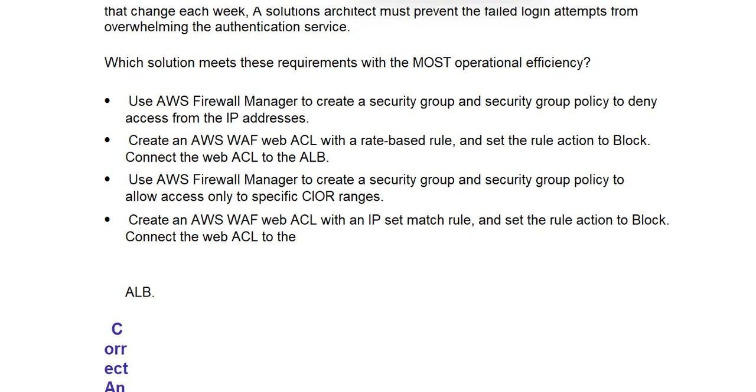Option C. Use AWS Firewall Manager to create a security group and security group policy to allow access only to specific CIDR ranges. Option D. Create an AWS WAF web ACL with an IP set match rule and set the rule action to block. Connect the web ACL to the ALB.